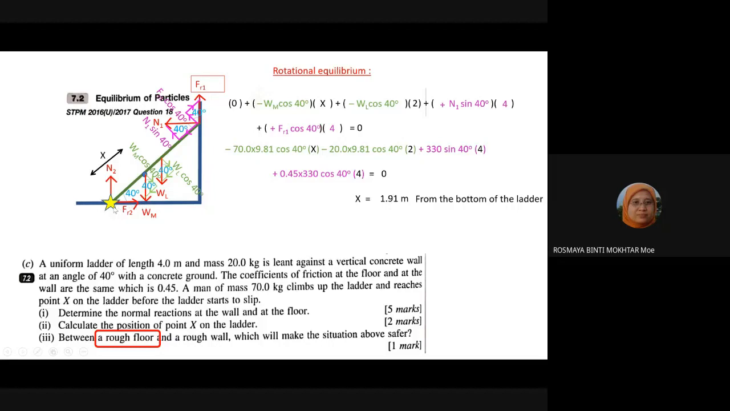So if the floor below here is smooth, imagine this one is smooth, then the ladder will slide totally. Immediately, when you put the wall here, it will slide down, compared to if the wall here is smooth. If the wall here is smooth, the floor down here still manages to hold the ladder from sliding. Okay, so the rough floor will make the situation safer for the man, compared with a rough wall.